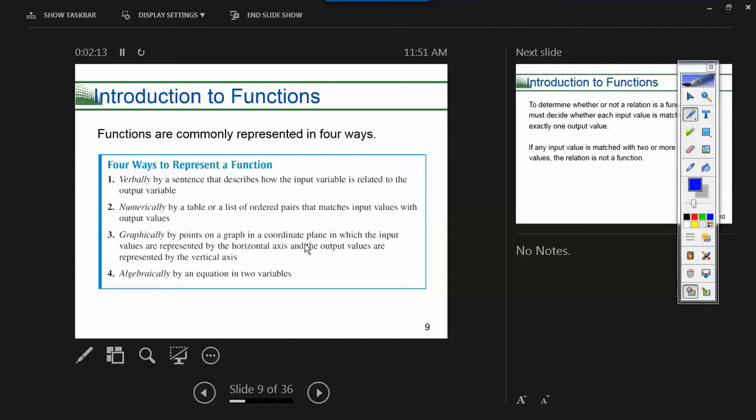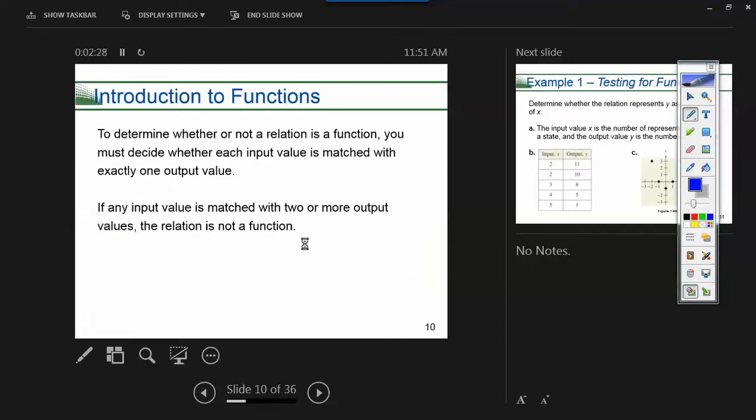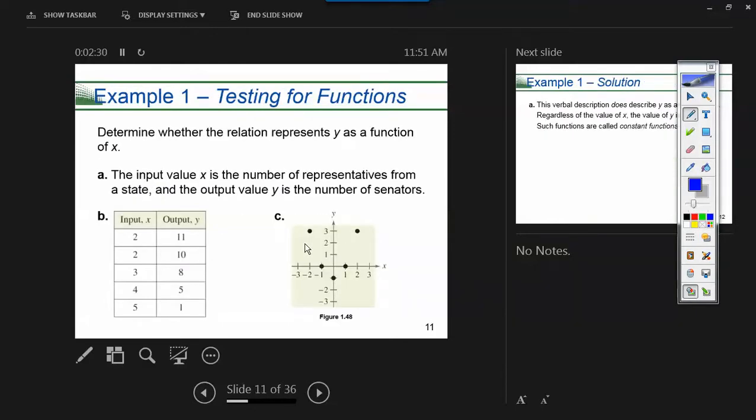Four ways to represent a function: verbally, just in words, as we were just talking about. We could have a table or a list of ordered pairs. We talk about graphs, or we could have algebraic, which would be an equation. So we can see functions written all those different ways. Just look at those real quick. A, B, and C, which ones are functions, which ones are not.